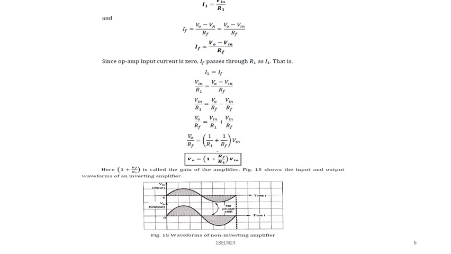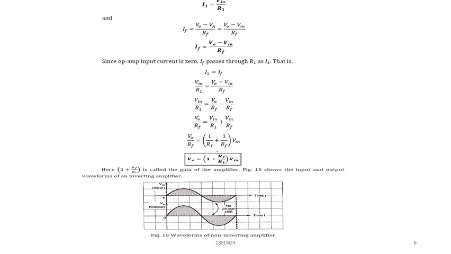Now, I'll collect input and output terms separately. So, I'll take output term to the LHS and input term to the RHS, right hand side. So, V0 by RF is equal to V in by R1 plus V in by RF. And V0 by RF is equal to 1 by R1 plus 1 by RF into V in. For the simplification, you get RF plus R1 divided by R1 into RF into V in.